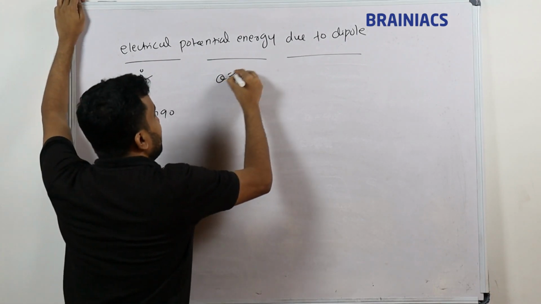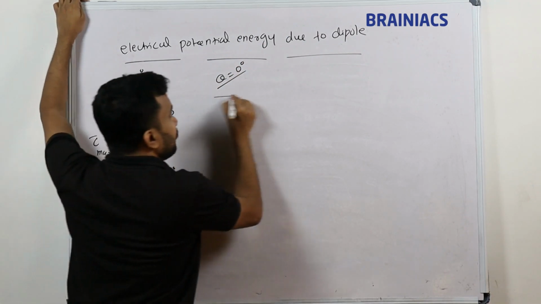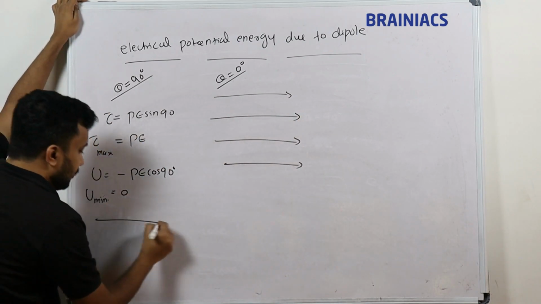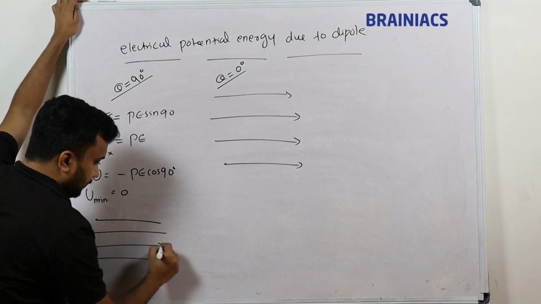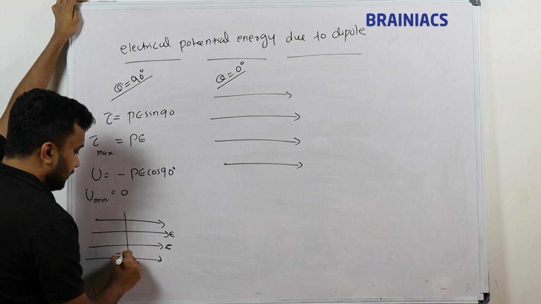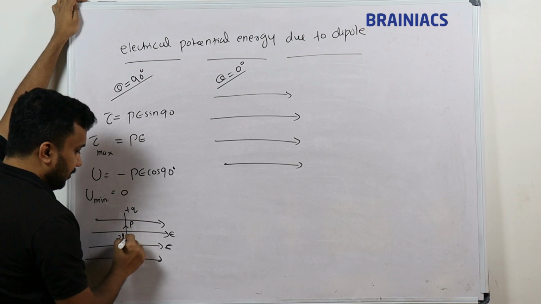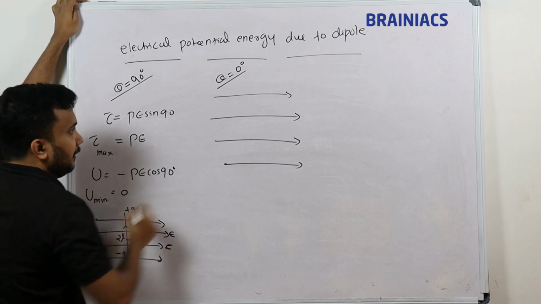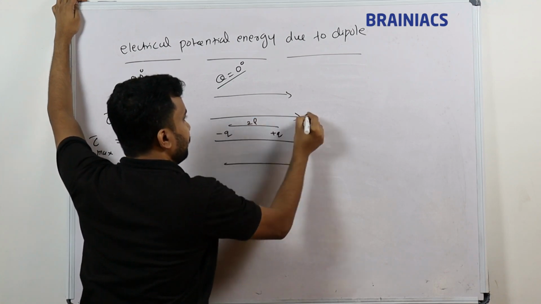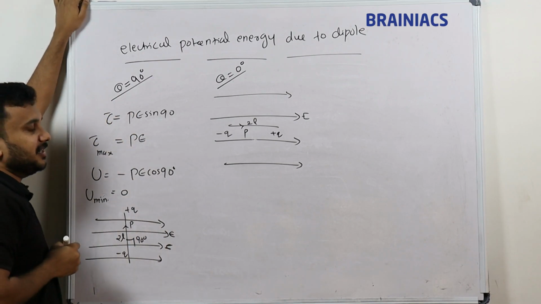Next one, when theta is equal to 0 degrees, your case will be like this. Electric field like this, and the dipole is located with minus q to plus q, separated by a distance of 2l. Here the electric field is like this and the dipole is like this. So E and P are in the same direction.